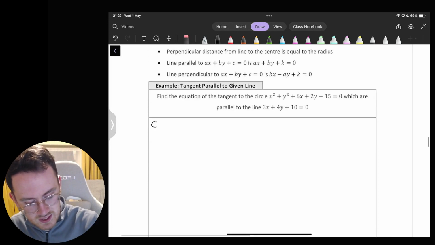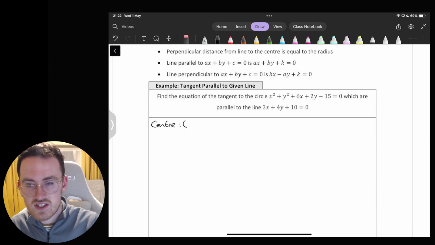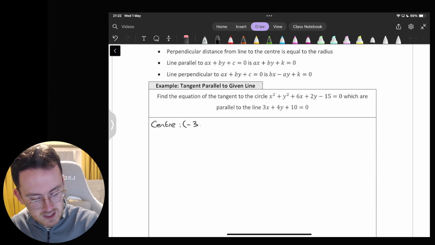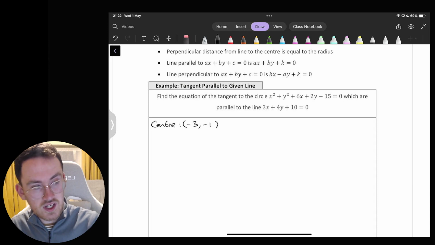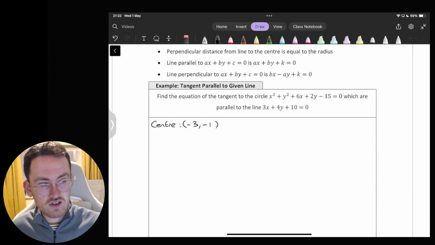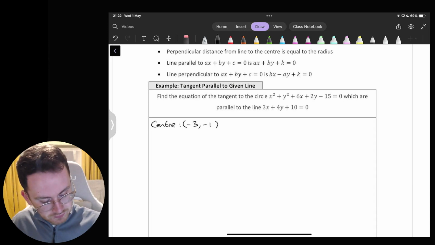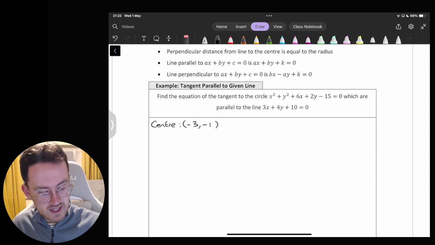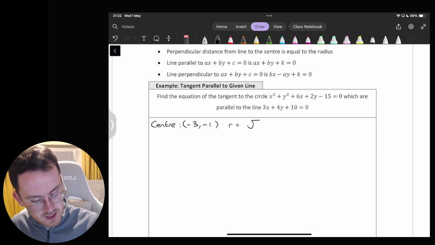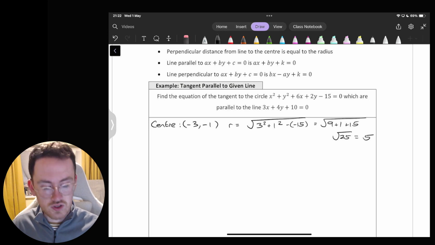So let's see what we can take from the equation of the circle here. Finding my center, the same way that we found the other ones, it's going to be minus 3, minus 1. Looking for my radius then as well. The radius is the square root of 3 squared plus 1 squared plus 15. So that's 9 plus 1 plus 15, which is 25, which is 5. So that could be useful for us as well.